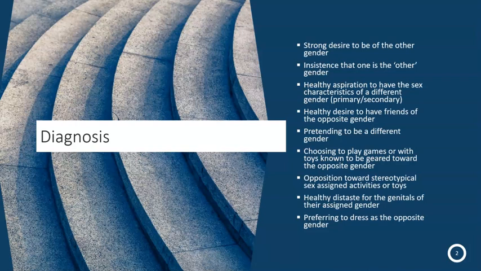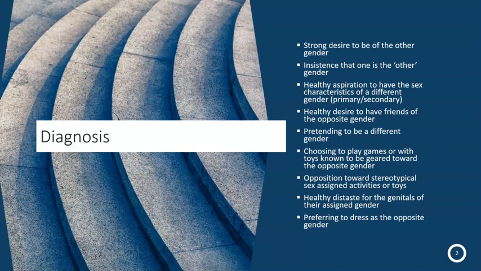They have an opposition towards stereotypical sex-assigned activities or toys. And they have a strong distaste for the genitals of their assigned gender. And again, they may prefer to dress as the opposite gender. So these symptoms must be present for at least 6 months. The dysphoria must cause clinically significant distress or impairment in functioning, social, occupational, or other areas.